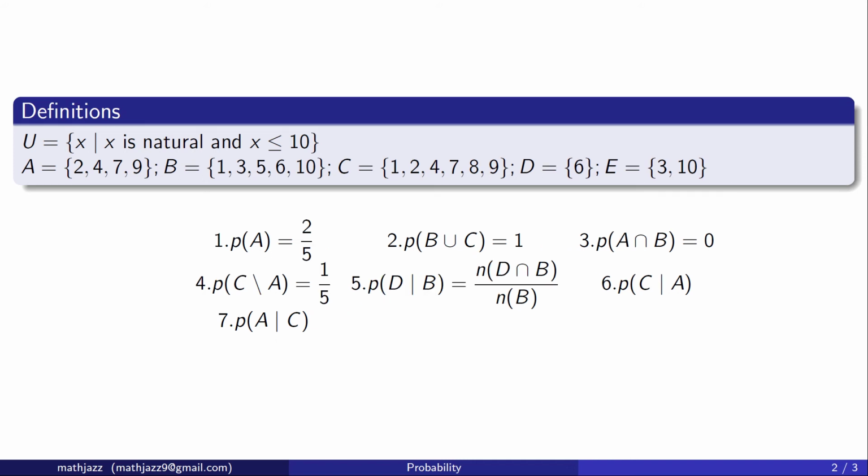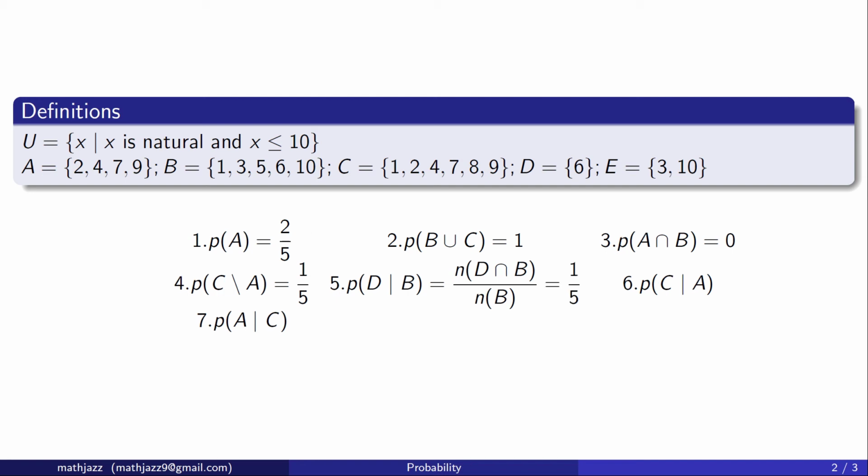And this is the formula for how to do this. So the probability of D given B is the probability of D intersect B, which is 1. There's one element that is in both D and B, divided by the number of elements in B. So there are 5 elements in B. So the probability is 1/5. Same thing for problem 6.